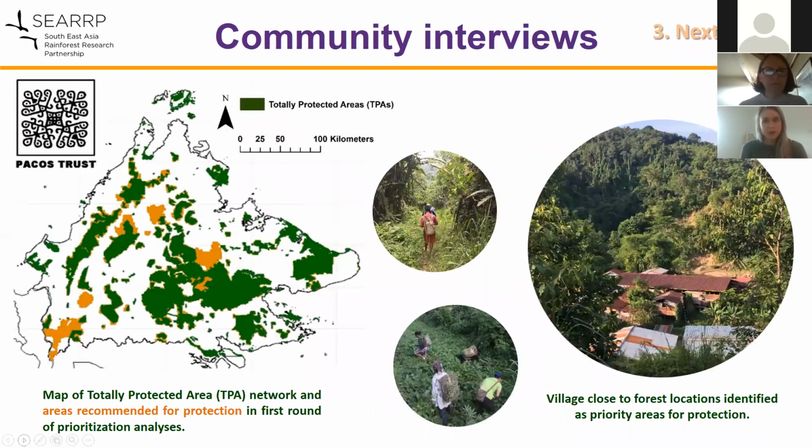The map that I've just shown you shows the areas that we recommended for protection to the Sabah Forestry Department, and they're shown in orange. We basically gave them a shapefile with these areas in it. In terms of next steps, we have submitted these to the Sabah Forestry Department and also to the social teams working on this project, Pecos Trust and BC Initiative, who are now conducting interviews with communities that actually live in some of these forests.